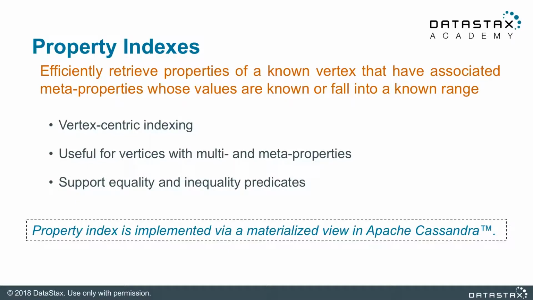This is an example of a vertex-centric index. It's useful for multi-properties with meta-properties, and it can support equality and inequality predicates. These property indexes are implemented with specialized materialized views in Apache Cassandra. Let's take a look at some examples from our killer video dataset.